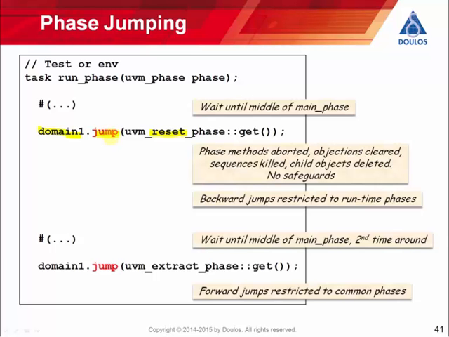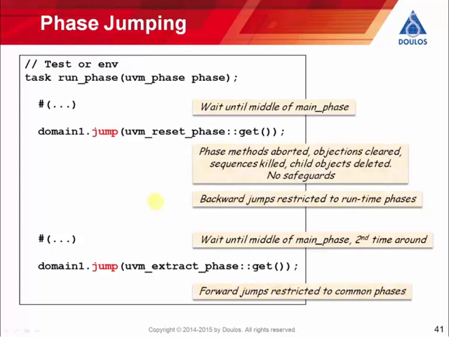So one circumstance in which you might want to jump is to jump backward to the reset phase. If you're going to jump backward, that should really be restricted to jumping back to earlier runtime phases. You could also use jumps to jump forward, and if you're jumping forward, that should be restricted to jumping to one of the common phases that follows the run phase. So in other words, it's reasonable to use jump to jump back to the reset. It's reasonable to use jump to abort the run phase and jump on to one of the post-processing phases.